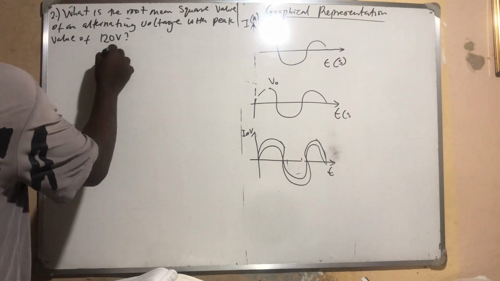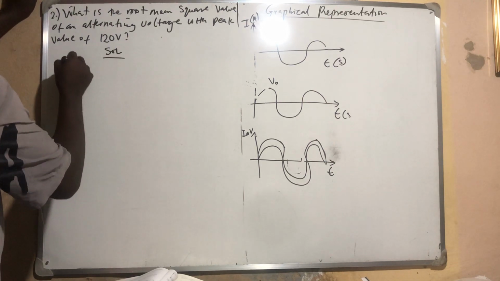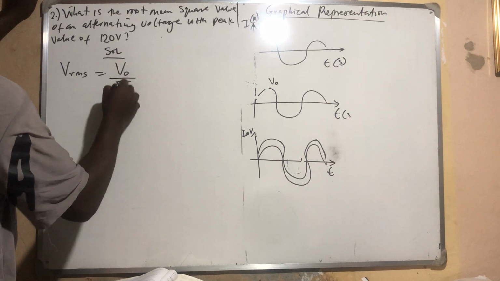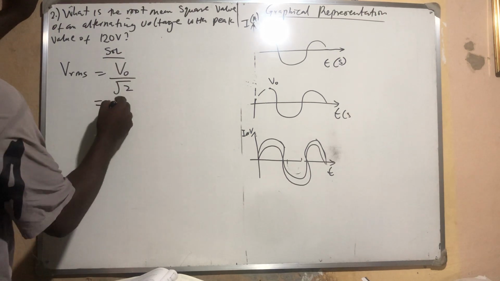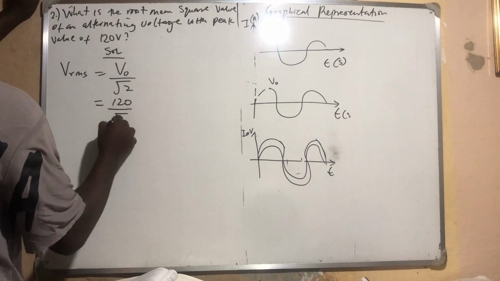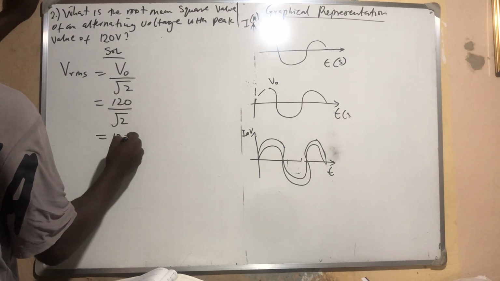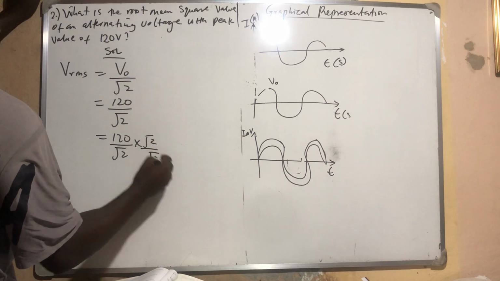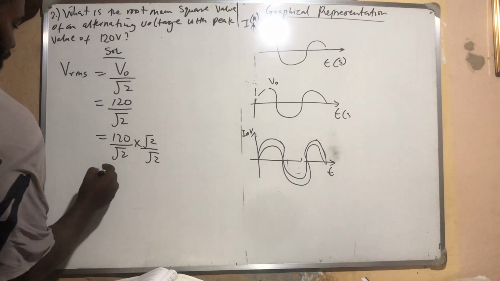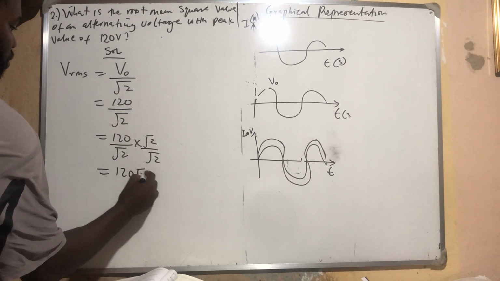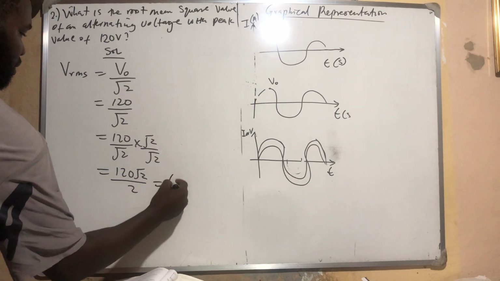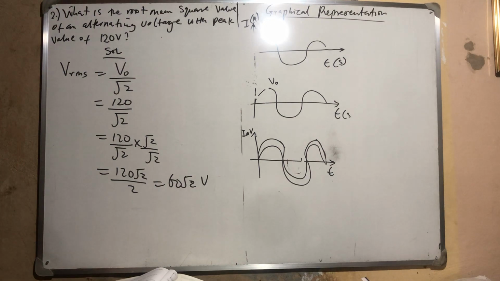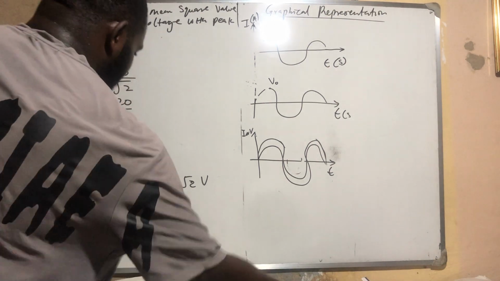This is very simple. Solution. We tell them again that VRMS is equal to V naught over root 2, which is 120 over root 2. Multiply by root 2 over root 2, because we don't leave a surd at the denominator. So we are going to have 120 root 2 over 2, which is 60 root 2 volt. All right? 60 root 2 volt is the answer.